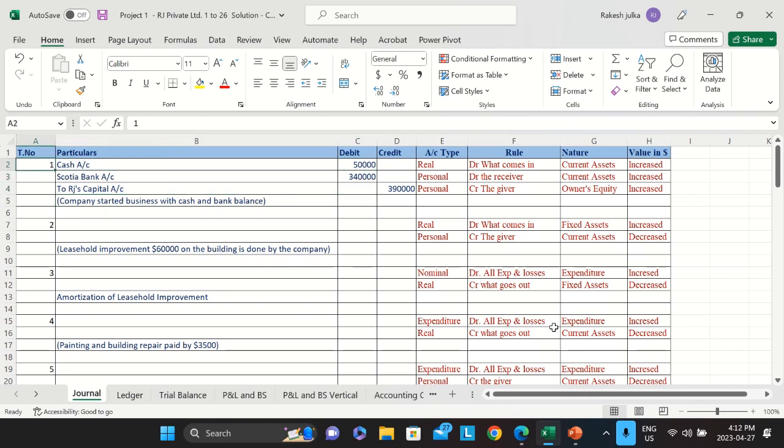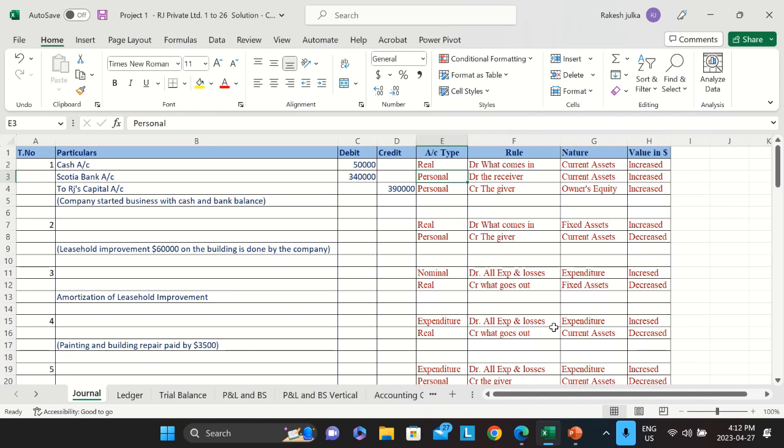So we know that cash is what? Cash is a real account, we can see and touch. So debit what comes in, and this is a current asset which is increasing in dollar value. And second is the Scotia Bank. $340,000 has been brought in by the business, right? And this is a personal account.